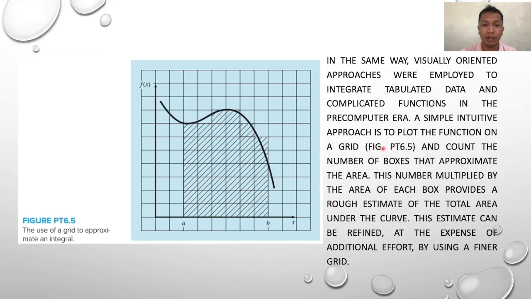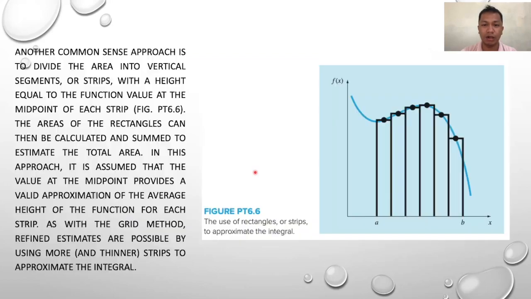In the same way, visually oriented approaches were employed to integrate tabulated data and complicated functions in the pre-computer era. A simple intuitive approach is to plot the function on a grid, then count the number of boxes that approximate the area. This number multiplied by the area of each box provides a rough estimation of the total area under the curve. This estimate can be refined at the expense of additional effort by using a finer grid.